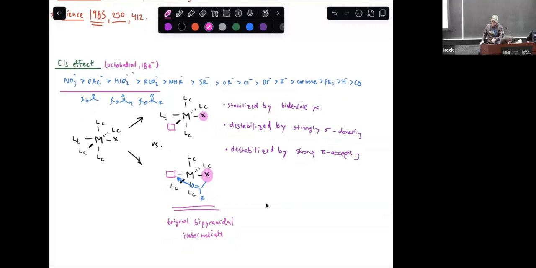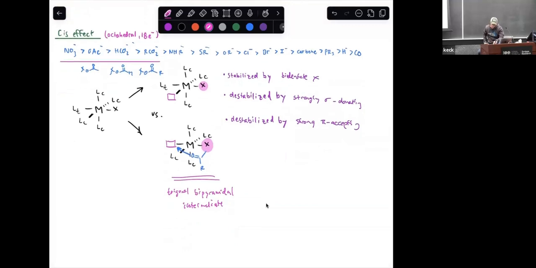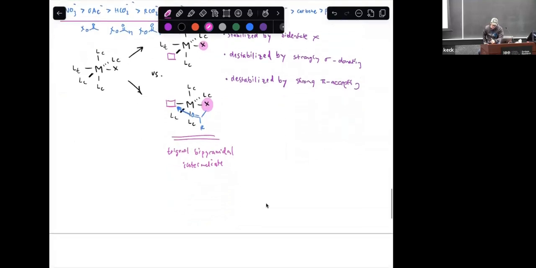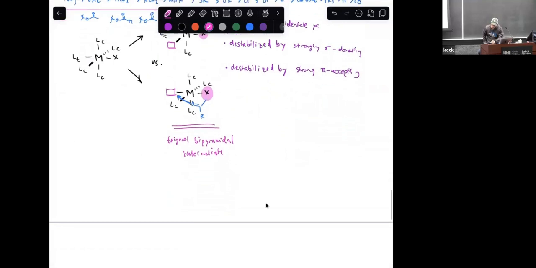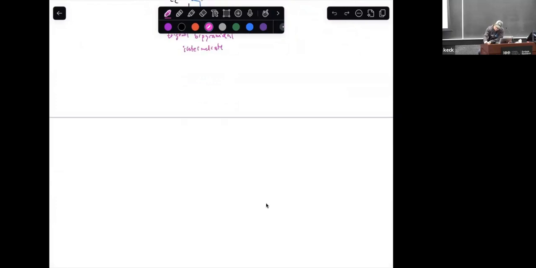And then we can apply the same principles that we learned for the trans influence with this added asterisk of bidentate coordination, the capacity for bidentate coordination being stabilized. And we see this with carboxylates, nitrates, sulfoxides, as we just covered, have this ability to coordinate in two potential positions. So that's something to keep in mind. Okay, questions on that?